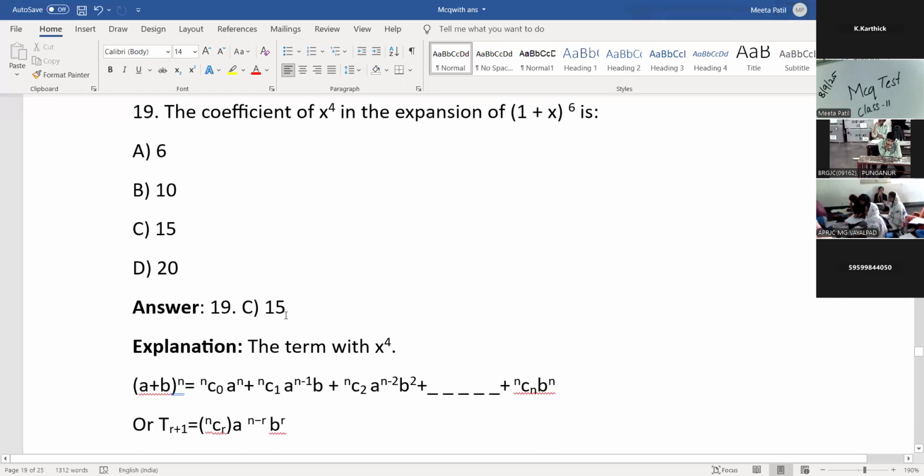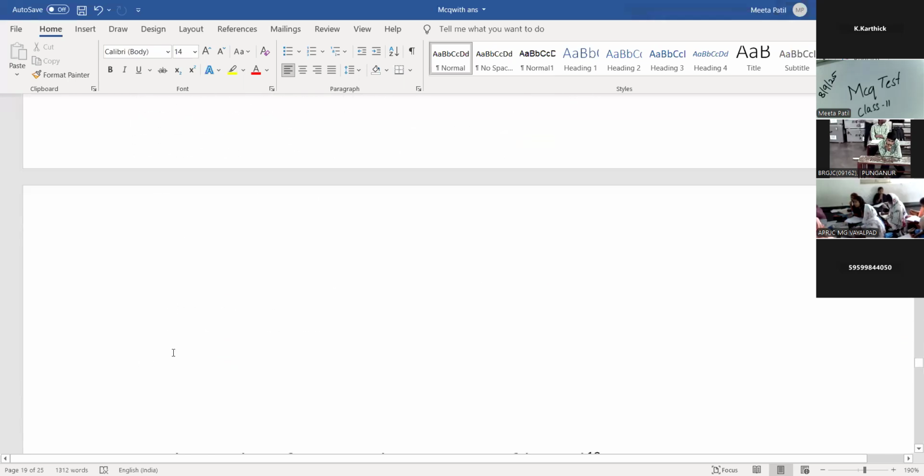For the 19th question, the coefficient of x^4 in the expansion of (1 + x)^6 is. So here you have to find the coefficient again using the binomial theorem. You have the expansion of the binomial theorem. Using that, you are going to get the x^4 term coefficient as 15. That is option C. 15 is the correct answer.